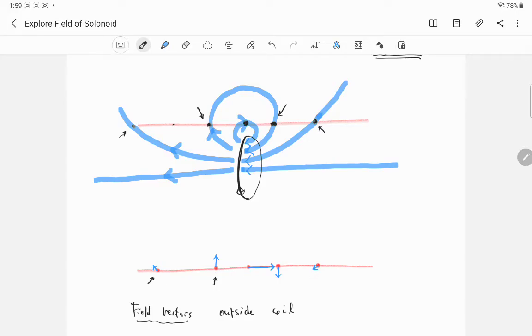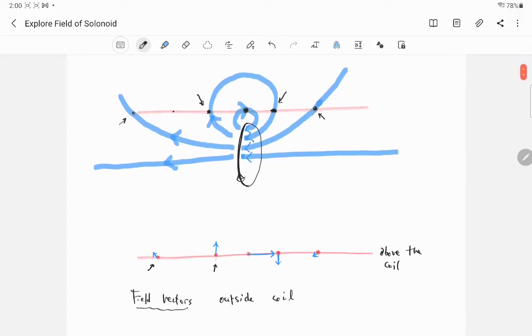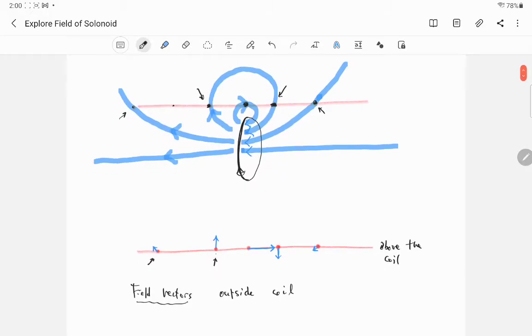Okay, notice that this line is above the coil. This is above the coil. I could also draw a red line inside the coil.